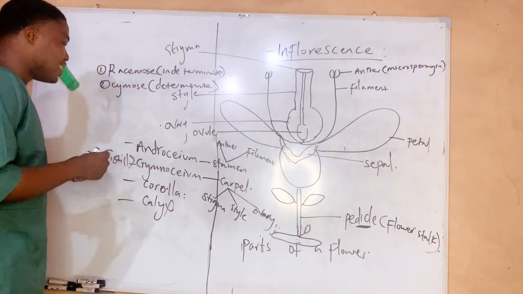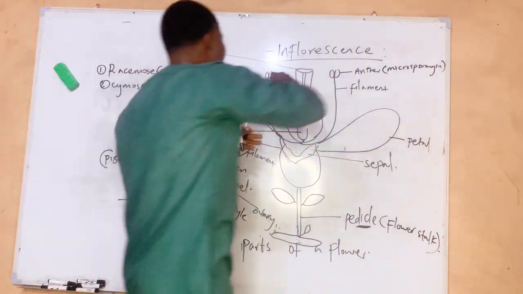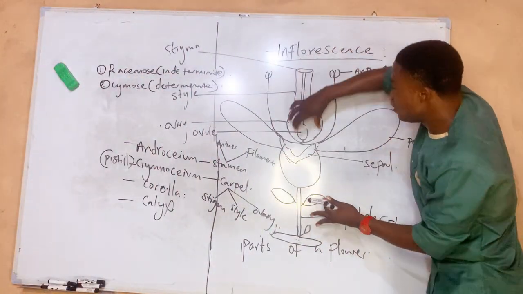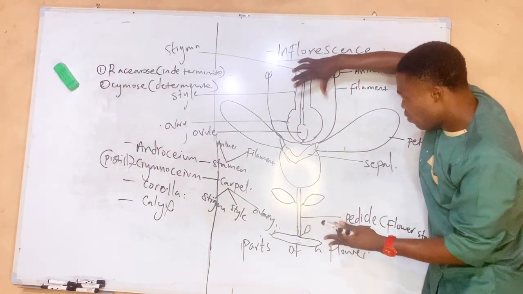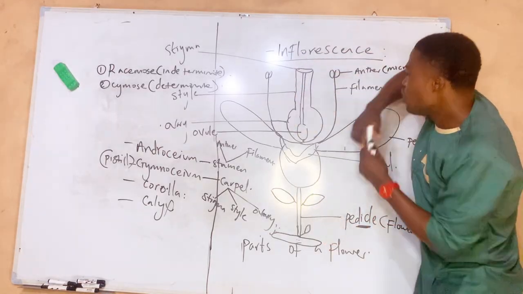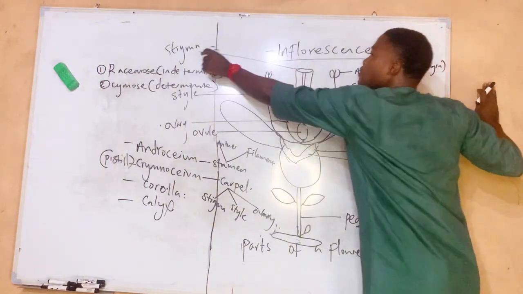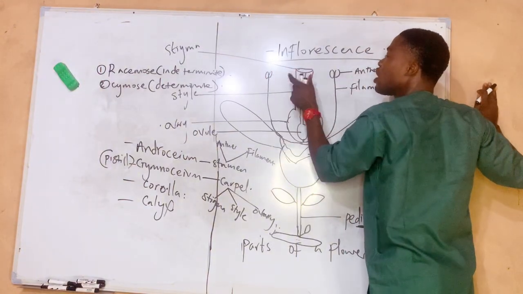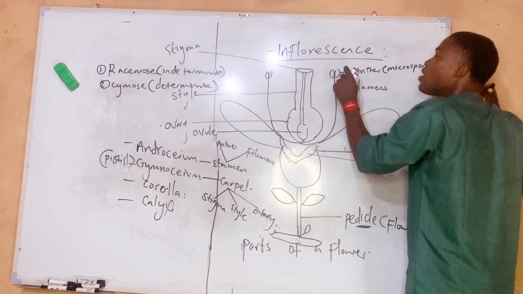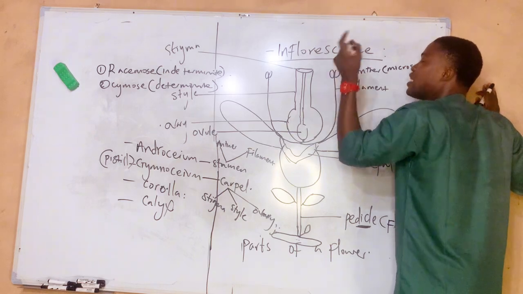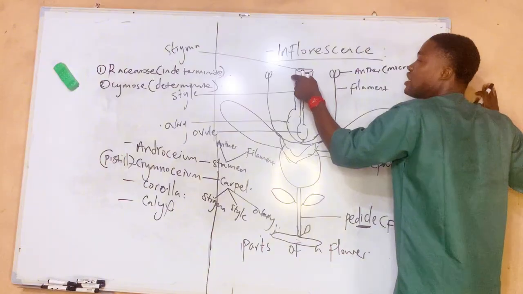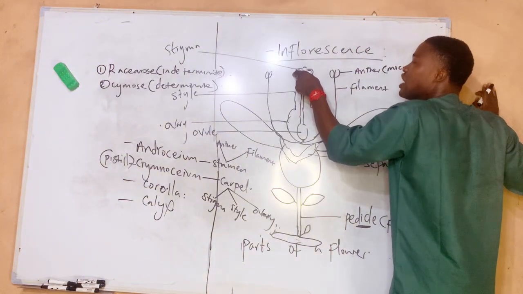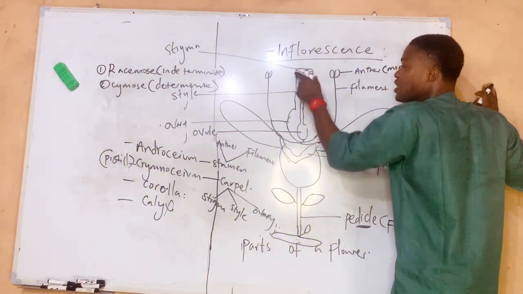Now, if you look at this flower very well, this is what I refer to as my carpel. Now, what does it contain? It contains the stigma. The stigma is the receptive part of the carpel. What does the stigma do? The stigma receives pollen grains from the anther. Then what connects the stigma to the ovary is called the style.